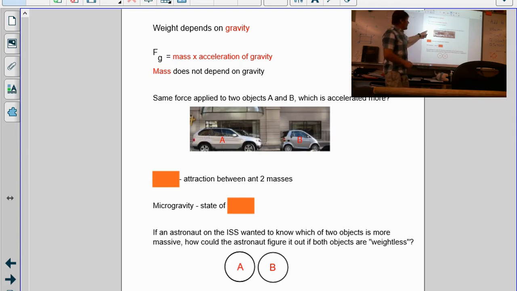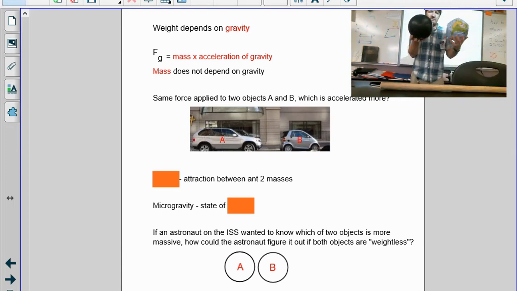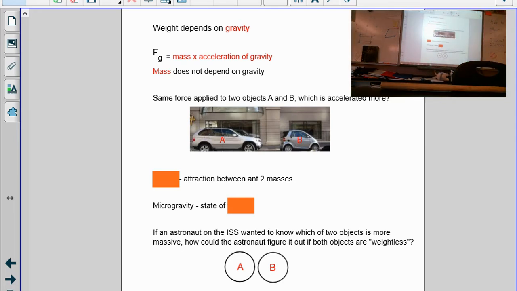So here's a quick little question. The same force is applied to two objects, A and B. We have this big car here, and we have this smaller car here. Which is accelerated more? If I put the same force on both objects, which one will accelerate more? I can't push the cars right here, but I can do a similar thing with my bowling ball. I've got two objects: this one is like an air globe, and this one's a bowling ball. If I put the same force on these objects, which one will accelerate more? Hopefully you understand it's this nice light one. It's much harder to shake this and move it than this. So the greater the mass, the harder it is to accelerate. This one will not accelerate as much as this one.